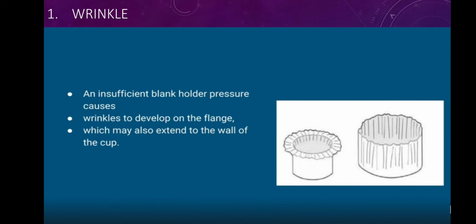Insufficient blank holder pressure causes wrinkles to develop on the flange, which may also extend to the wall of the cup. That means, in the deep drawing process, a punch pushes a sheet metal blank, look at here, into a die cavity, resulting in a contoured part. A part is said to be deep drawn if the depth of the part is at least half of its diameter, right? Otherwise, it is generally simply called stamping.